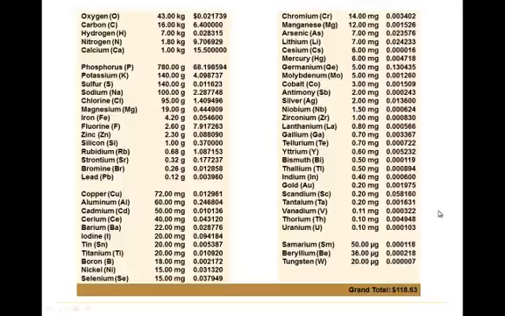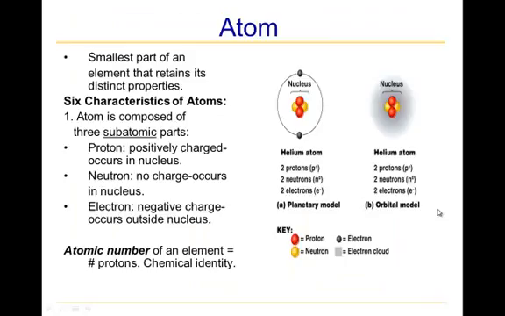We're going to continue by discussing what elements are made of. We're going to start by considering the atom. An atom is defined as the smallest part of an element that retains its distinct properties.